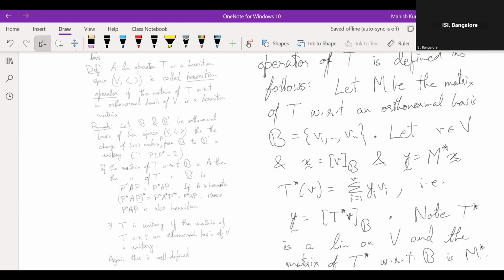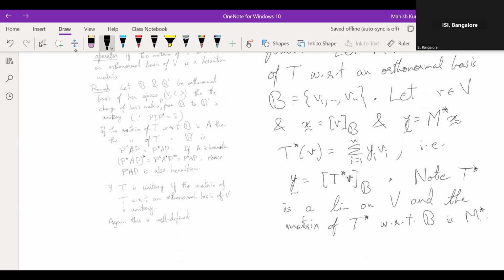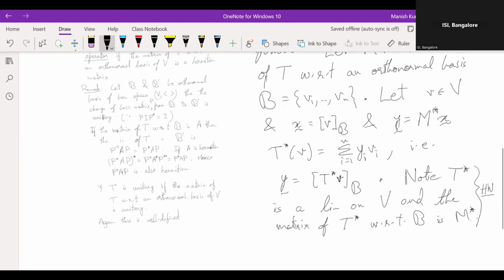So maybe you check this. There is something to verify, but it's a straightforward verification. So I'll put it as homework. This shows that T star is a linear operator on V, and that the matrix of T star with respect to B is M star. Okay, so this is just straightforward verification, but you write it down.